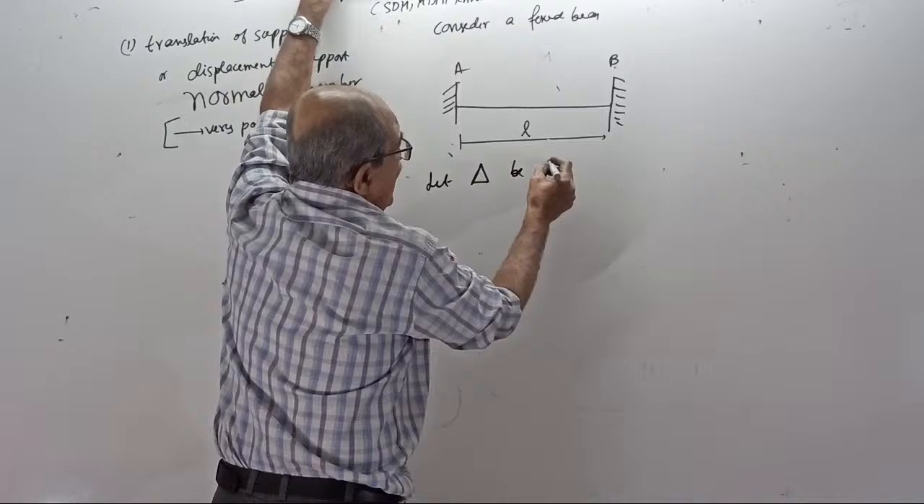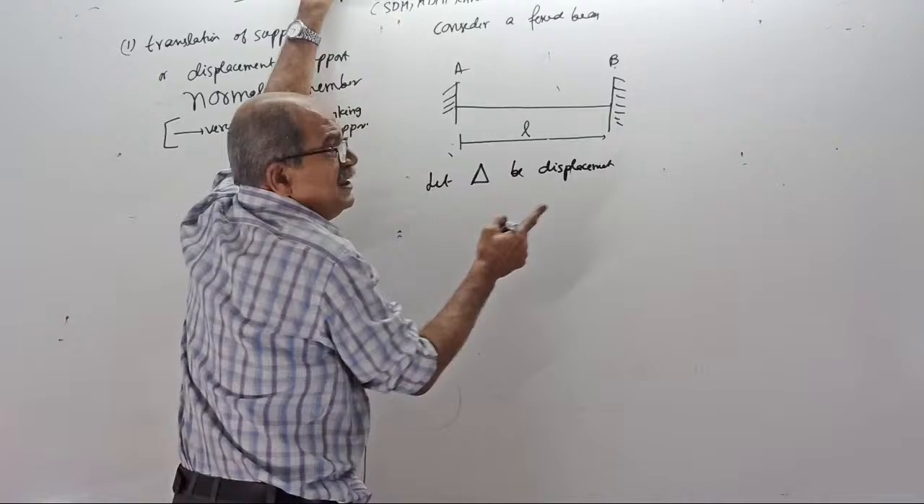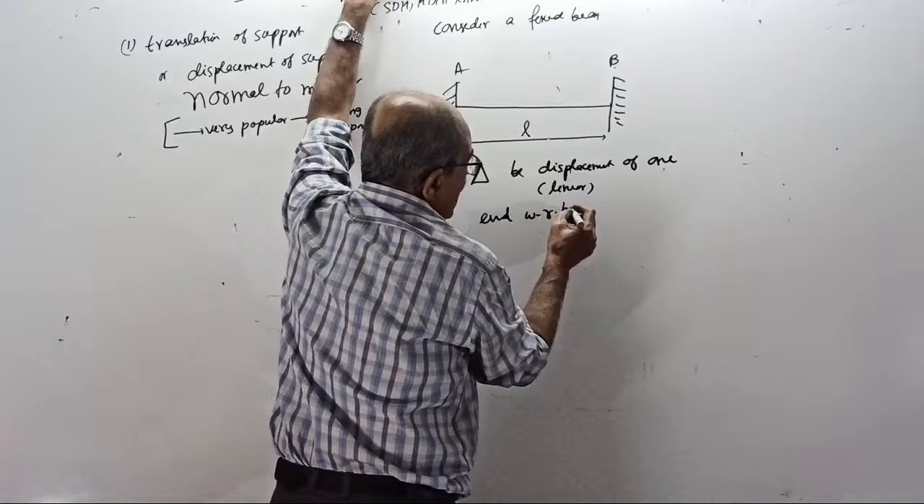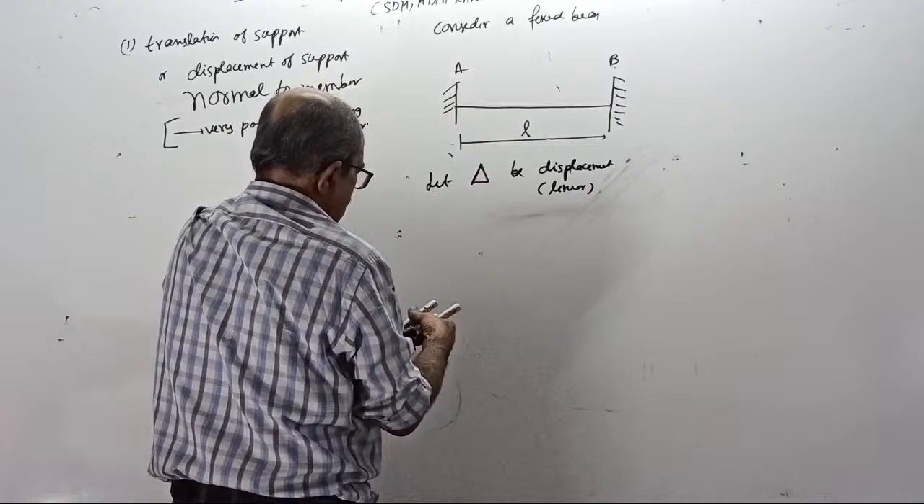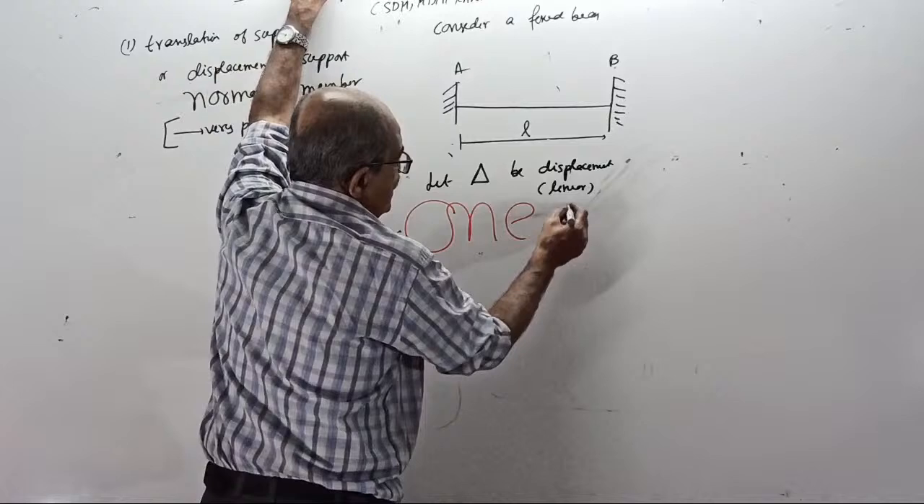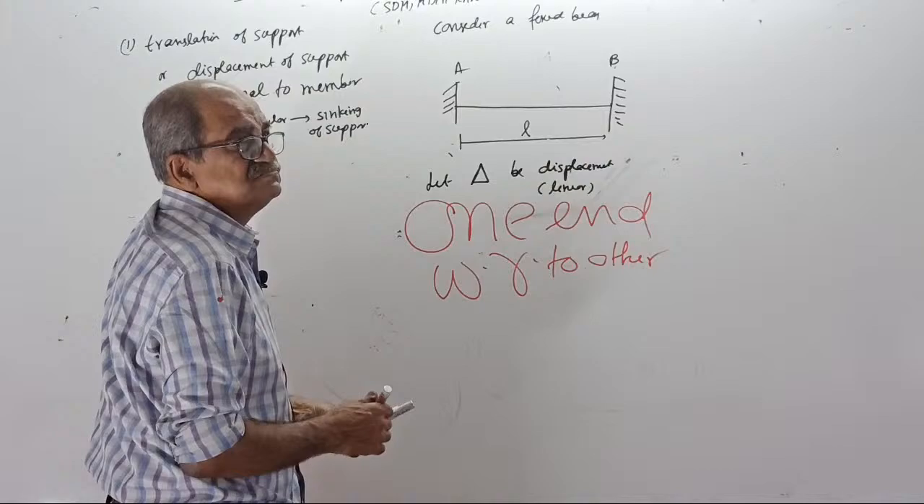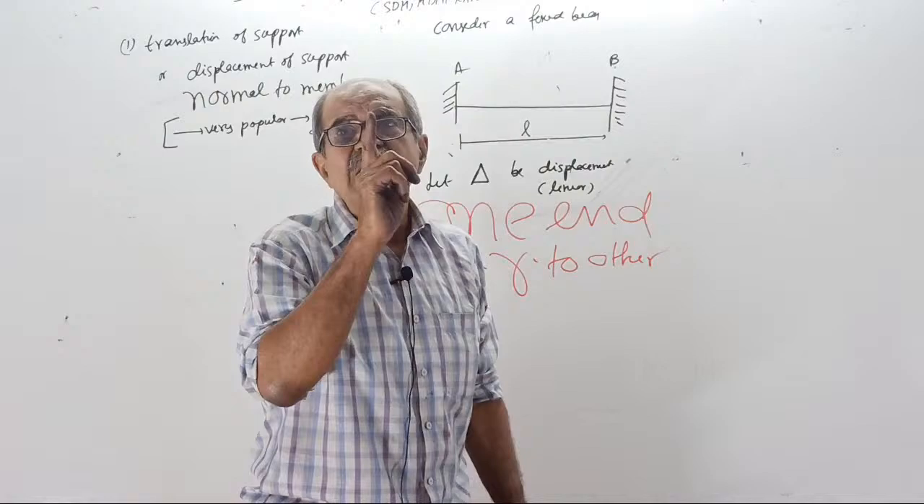Displacement means what? Linear displacement, not angular. Displacement of one end, any one end, with respect to the other. Be very careful, this is very important: displacement of one end with respect to the other. It is a linear quantity. When I go to the example, I will tell you an easy method to identify it.